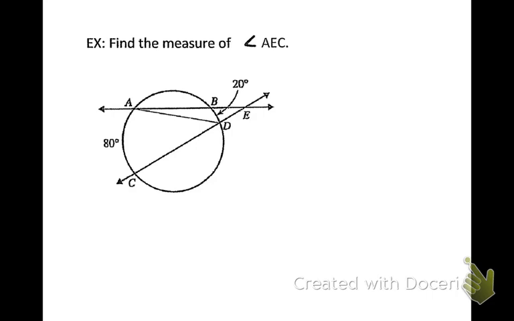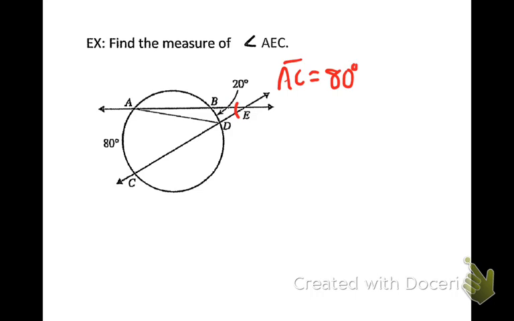We're going to take a look at this situation here. We're going to find the measure of the angle AEC formed by the two secants intersecting. All right, so we're going to find the measure of this angle. To do that, I know that arc AC is equal to 80 degrees.